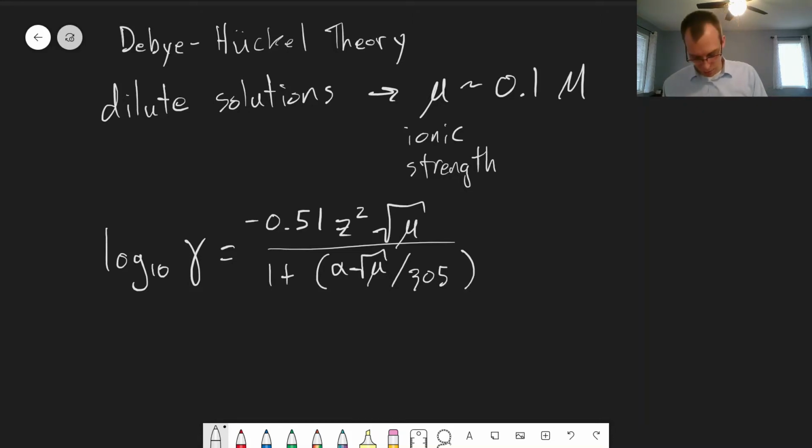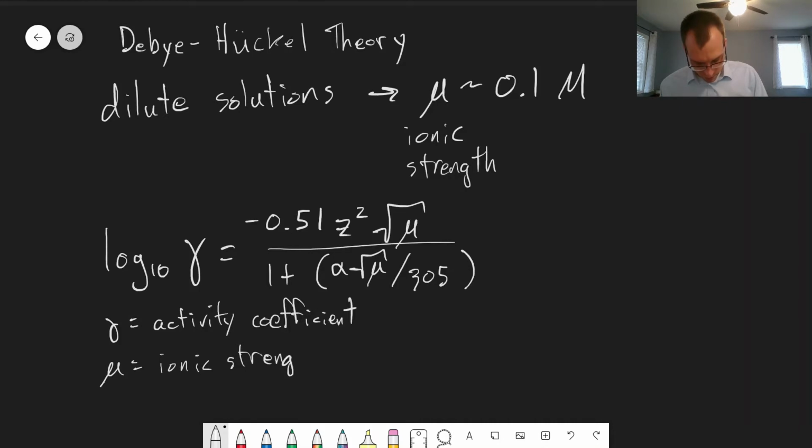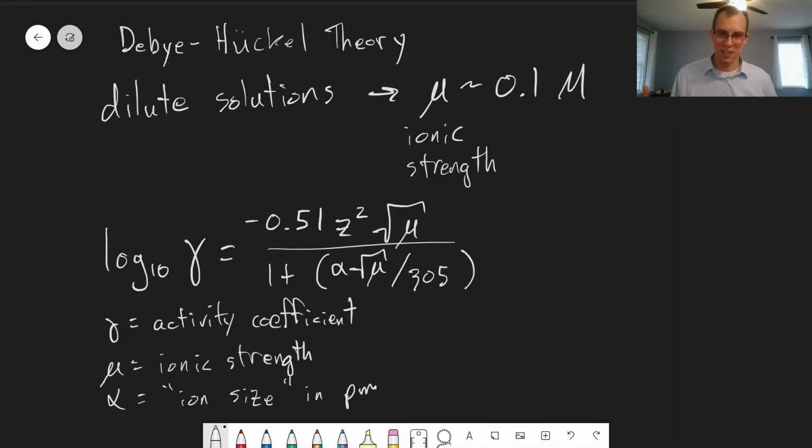And let me just, again, reiterate what all these mean. Gamma is the activity coefficient, and this is what we'll multiply by our concentration to give us the activity. Mu is the ionic strength, which we've already defined. And alpha is the one thing I haven't defined here. Alpha is, and I'm putting this in quotes because it's only very approximately, the ion size in picometers. In reality, this is more of a fudge factor. You pick the size that makes your data fit the experimental evidence. And the last one, Z, is the ion charge.